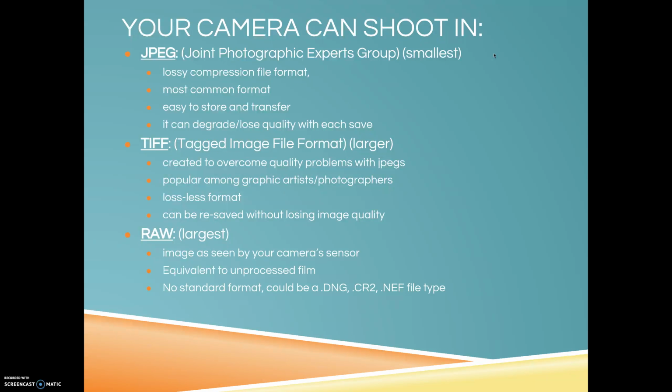RAW files are kind of a whole different can of worms. RAW files are the largest file type, and it is the most equivalent to what your camera is actually capturing when you hit the shutter. With JPEGs and TIFFs, there's a little computer chip in your camera that will process the information it's taking from the real world and convert it into a photograph. So the computer in the camera makes that change happen to create a JPEG or a TIFF.